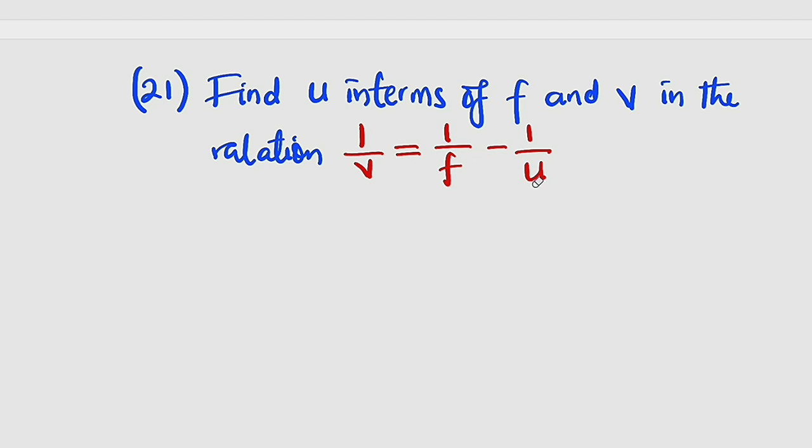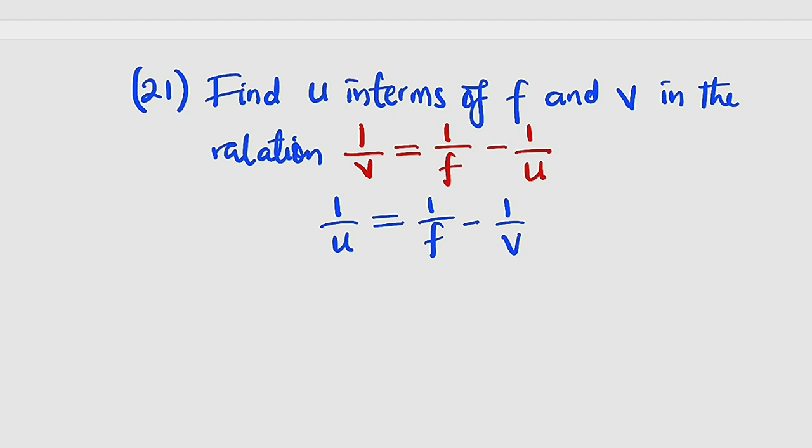This is simply saying we should make u the subject. Alright, since this contains u, let us take it to the left hand side. As negative 1 divided by u crosses over, it becomes positive 1 divided by u. This is equal to, already we have 1 divided by f to the other side. As this goes to the other side, it becomes negative 1 divided by v.